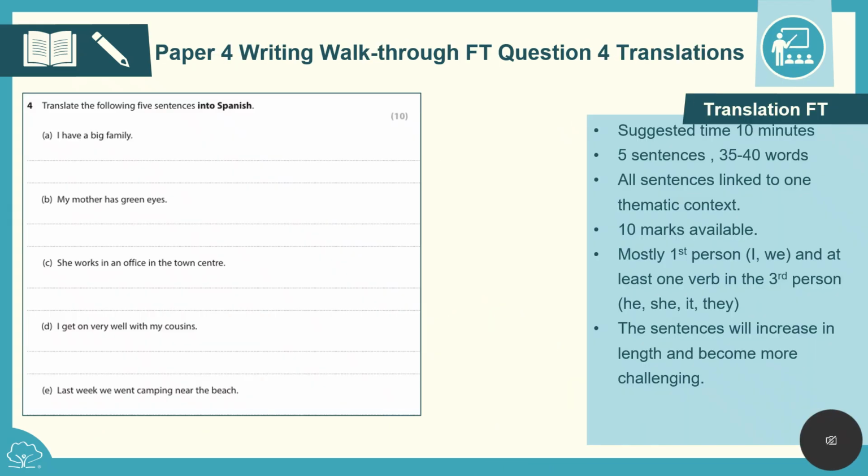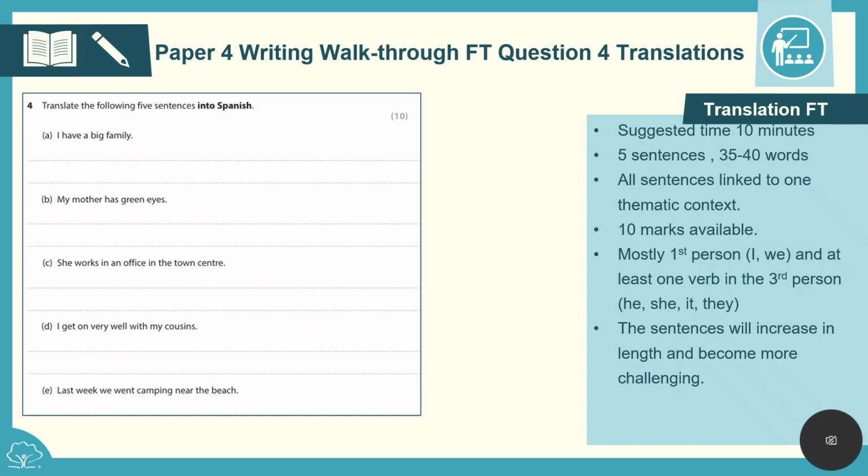Okay, so finally is question number 4, the translation one. So after you finish your lovely paragraph, the 80-90 words, you move on to this question. This one is 10 marks, and on the right you can see as well there is a suggestion of time for you to use for this question. 10 minutes should be enough. There are 5 sentences.